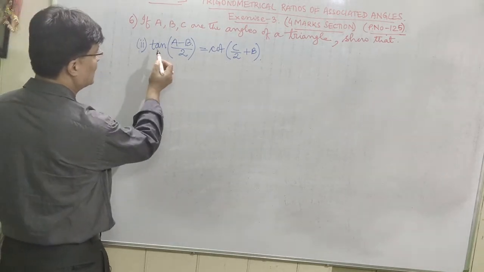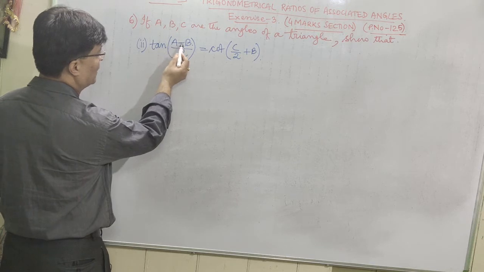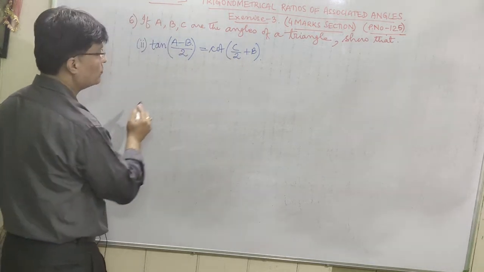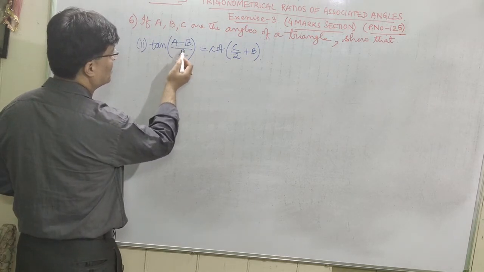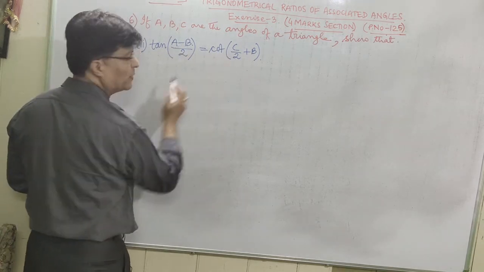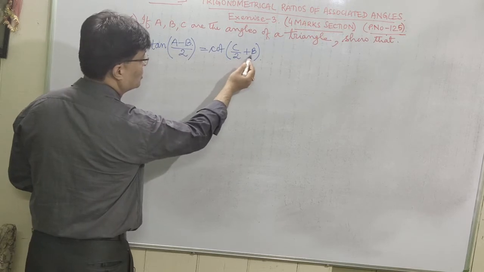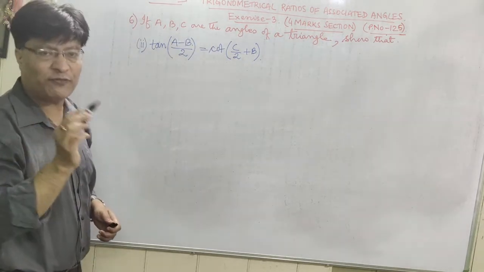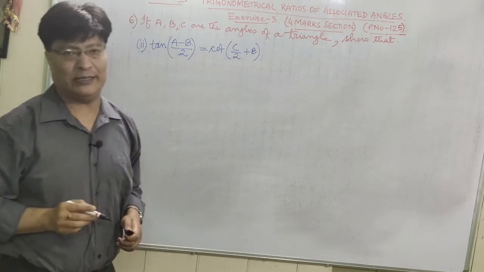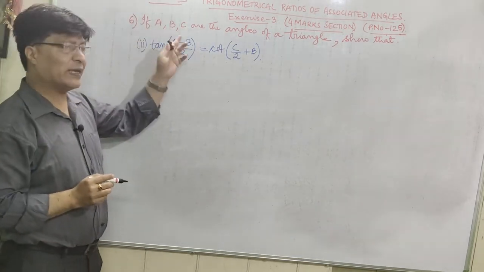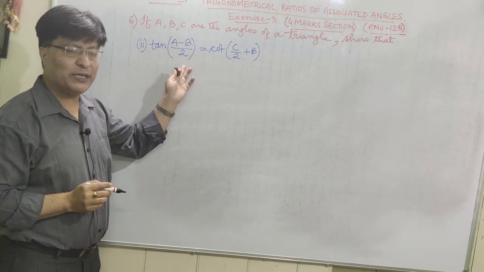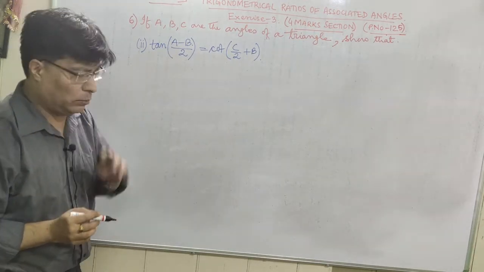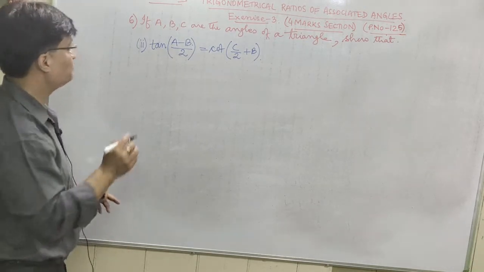So now in this case you have to prove tan of (A minus B)/2 is equal to cot of (C/2 plus B). You have to express this (A minus B)/2 in terms of C/2 plus B only. There is no term containing A. So from the given condition, you try to find out the value for A only. If you can get the value for A in terms of B and C, you may prove this LHS is equal to RHS. Is that clear?